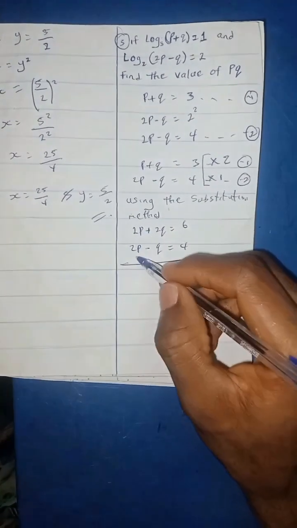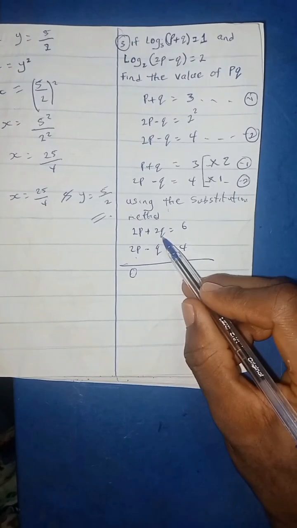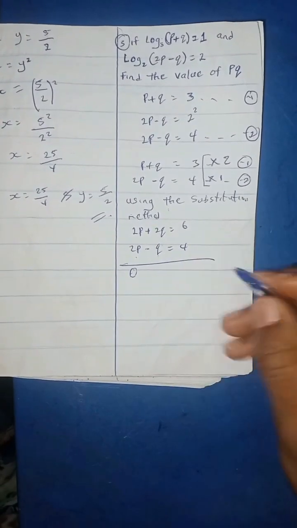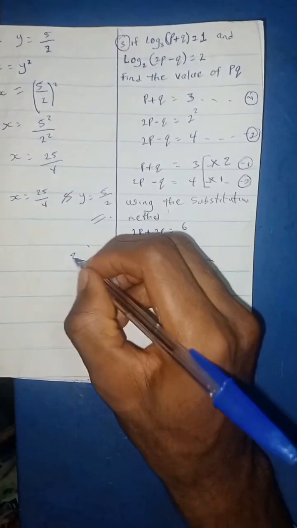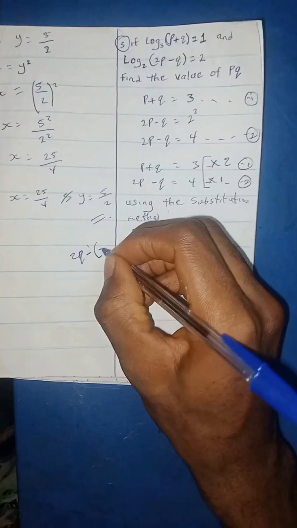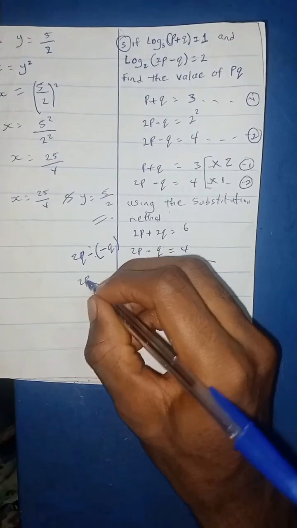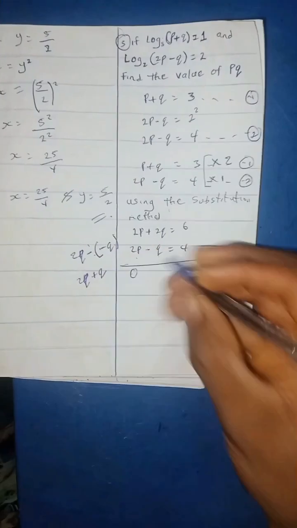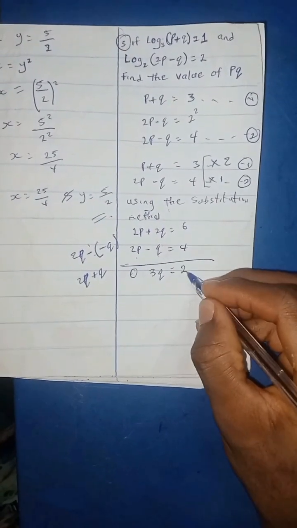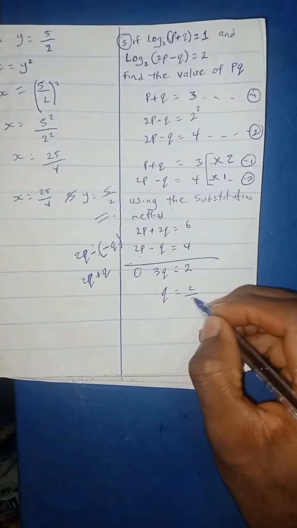Alright, so 2p minus 2p will give us 0. And over here we're having 2q minus minus q. Do you understand? And this will give us minus times minus is plus. So we're having 2q plus q, which is equal to 3q. So we're having 3q is equal to 2, because 6 minus 4 is 2. So we're having q is equal to 2 over 3.